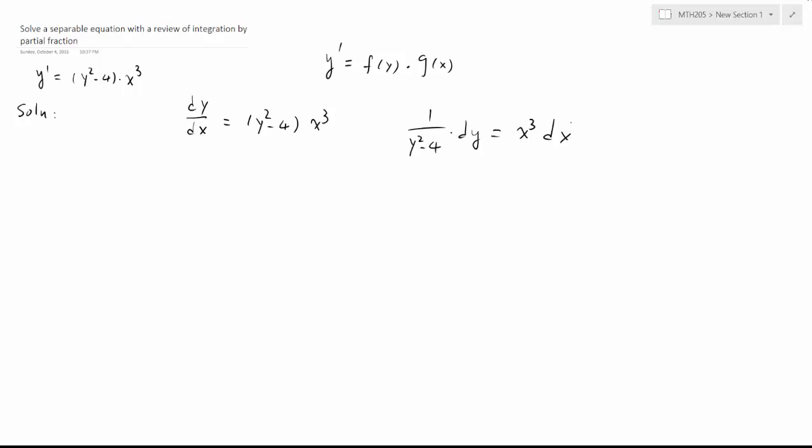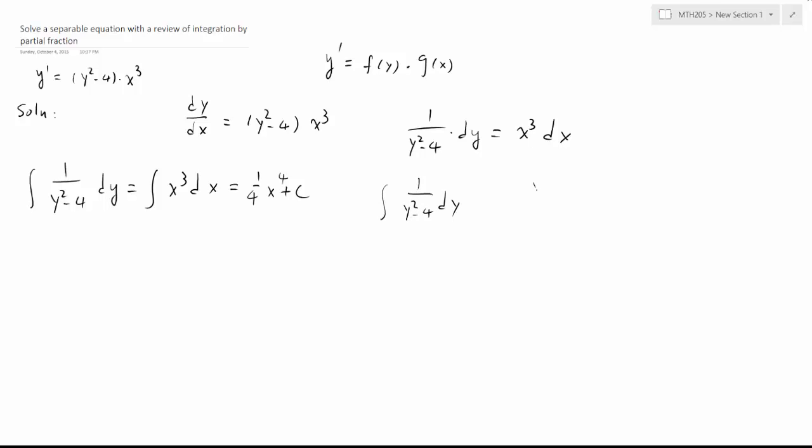Now we integrate both sides. We have the integral of 1 over (y squared minus 4) dy is equal to the integral of x cubed dx. We see the right-hand side is easy to integrate, so we just write down this is going to be 1/4 x to the 4th plus c. Now let's look at the left-hand side. We have the integral of 1 over (y squared minus 4) dy.